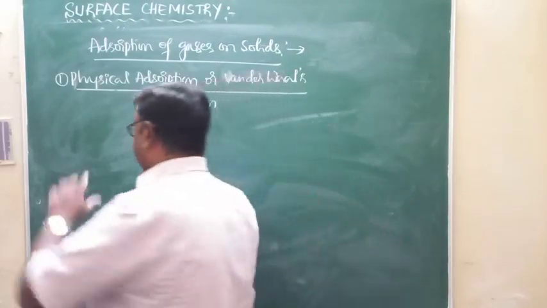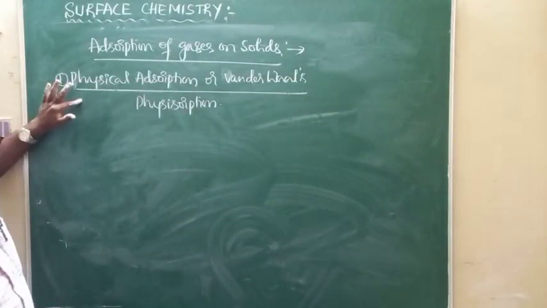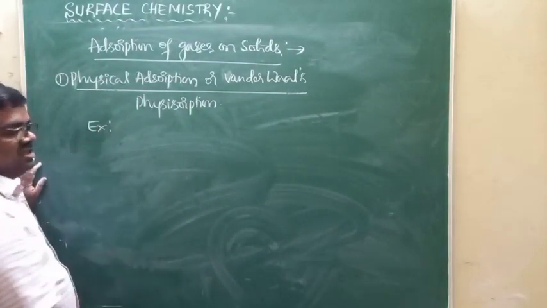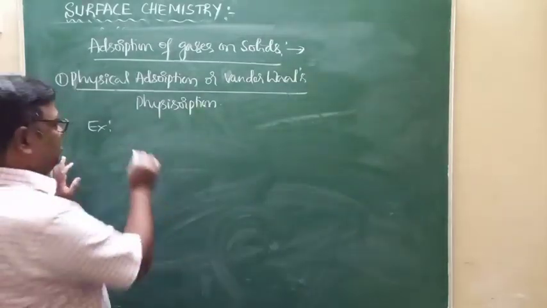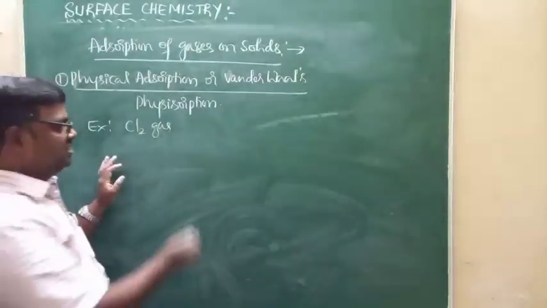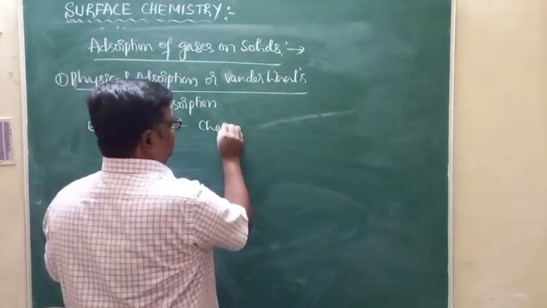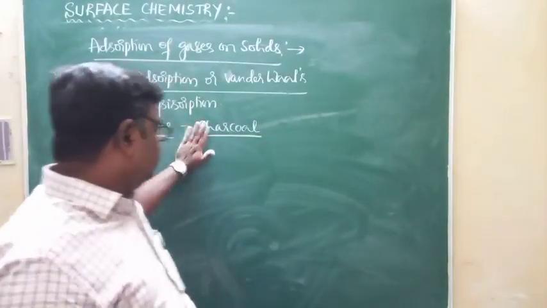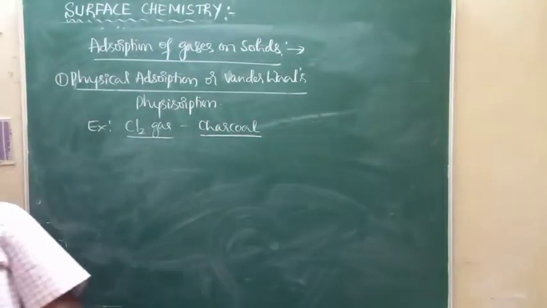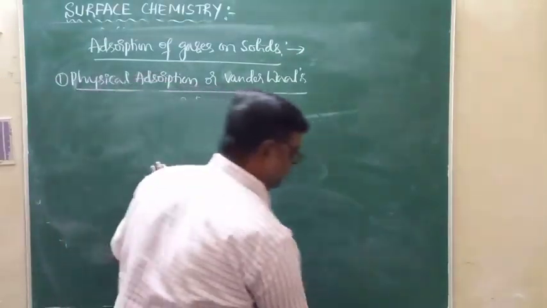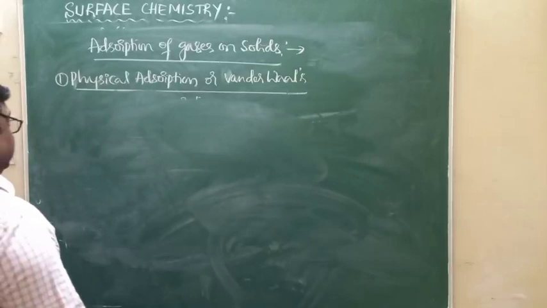And that is what we call physical adsorption. As for an example of physical adsorption, it is the adsorption of chlorine gas on the surface of charcoal. As per your NCERT textbook, you are supposed to study the characteristic properties of physical adsorption. We'll see them one by one.